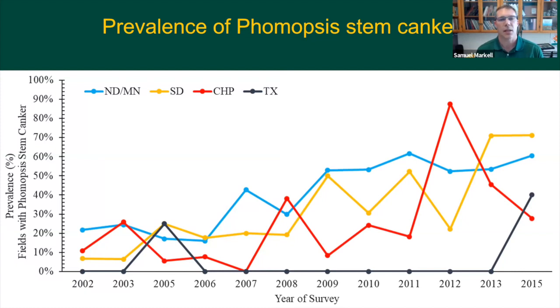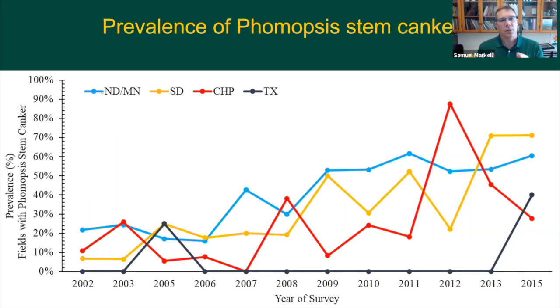Prevalence essentially means, is it in the field or not? Do you have it or not? The axis along the bottom is 2002 to 2015, so this was the first 13-ish years of the survey. And the prevalence is the axis to the left, going from 0 to 100%. What I would ask you to follow with your eyes are a couple of lines. Let's start with the blue line.